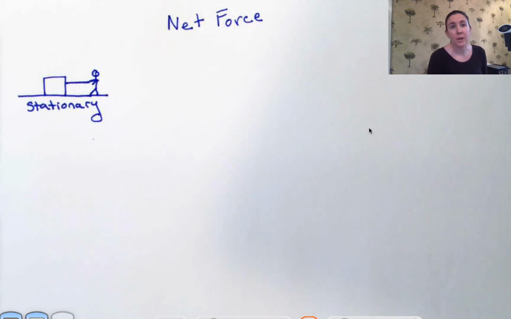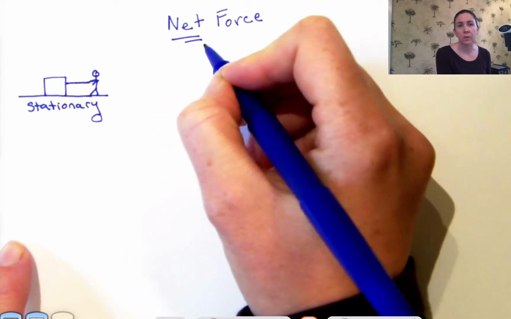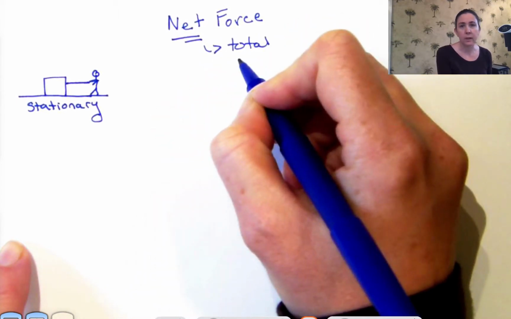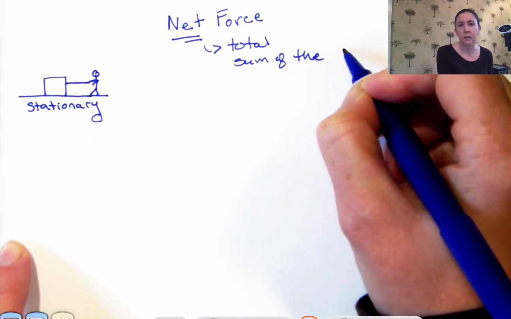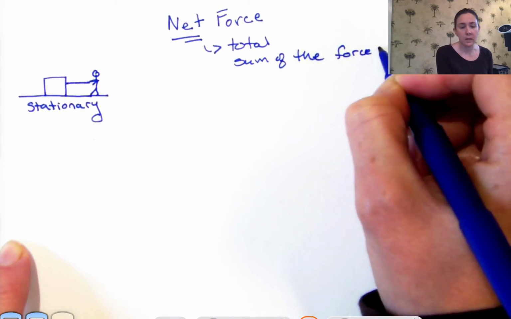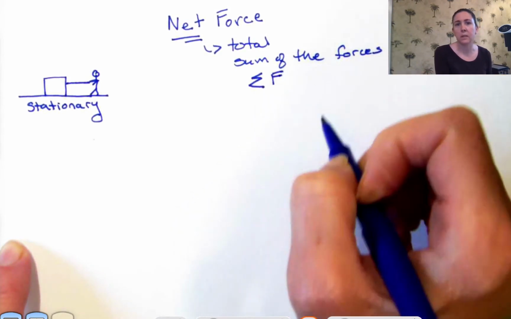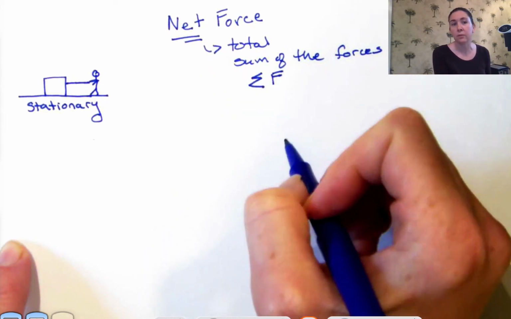In this video I want to talk about net force and how we come up with equations to sum the forces. Net force just means total force or sum of the forces. Another way to write this is sigma F. Sigma means sum. So these are three other ways to say net force.